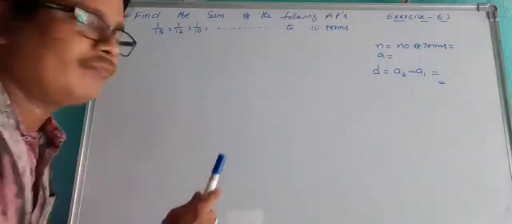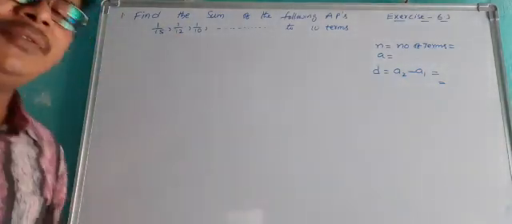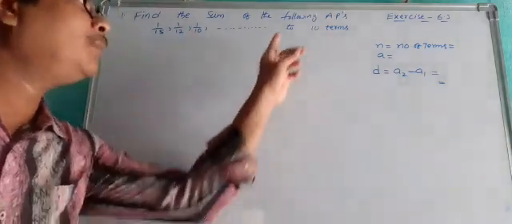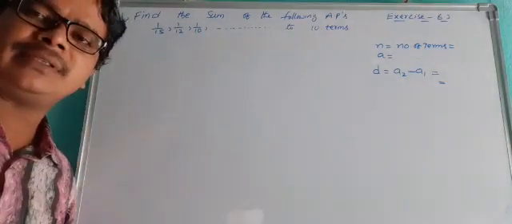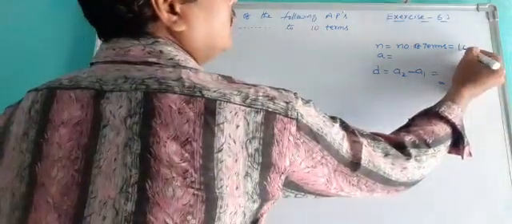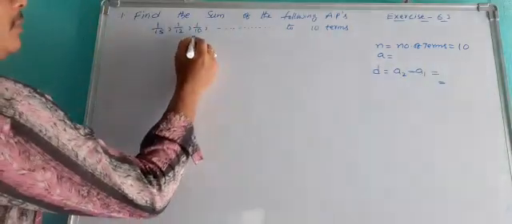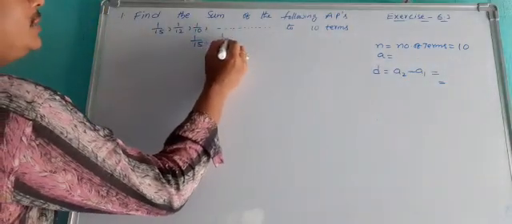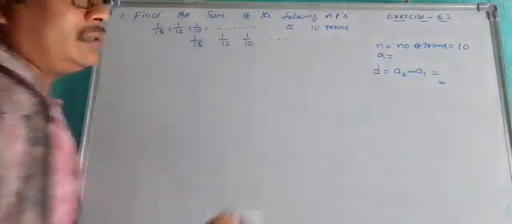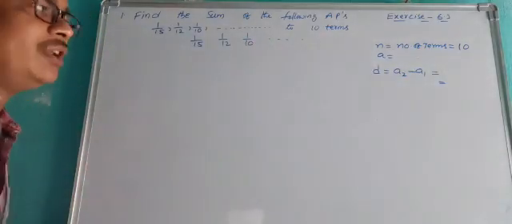Okay, next sum, same exercise: 1 by 15, 1 by 12, 1 by 10, and so on up to 10 terms. Here, the number of terms is 10. This is the given arithmetic progression.